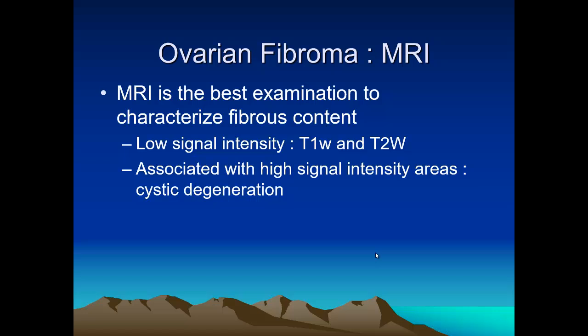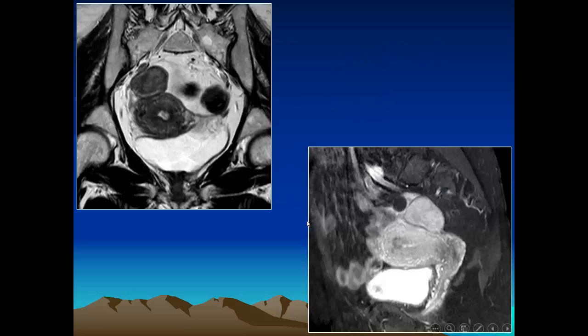Regarding ovarian fibroma, MRI is very important. Low signal on T1 or T2, but sometimes there are associated high signal areas due to the presence of cystic degeneration. This is the ovarian fibroma, low on T2. Of course, to know it is T2, this is the fluid in the urinary bladder, so this is the T2 sequence. And here it is homogeneously enhancing on post-contrast.